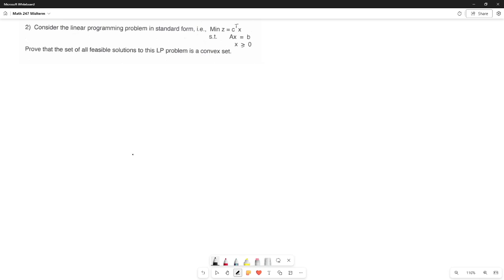I'm very picky with my variables. We'll do I and j because we're computer science, right? We know what I and j is. So let's say I is a feasible solution. So ai must be equal to b, and I must be greater than or equal to 0. And aj must be equal to b, and j must be greater than or equal to 0.